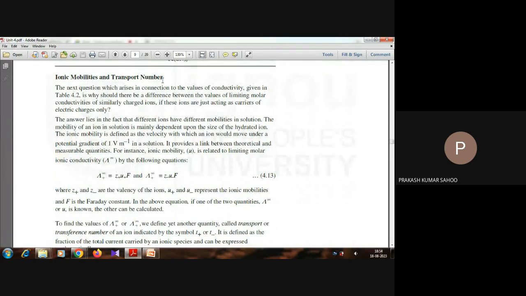Then ionic mobility and transport number. What is the mathematical form of ionic mobility and what is transport number? The mobility of an ion in solution mainly depends on the size of the hydrated ion. If it is a small ion, it will be largely hydrated. If it is a big ion, it will be less hydrated. So the less hydrated ions will have higher ionic mobility than a small ion which is largely hydrated. So hydrated ion size is a factor.